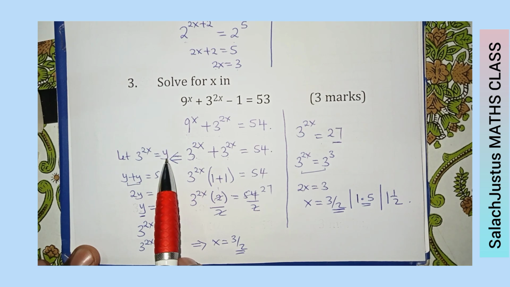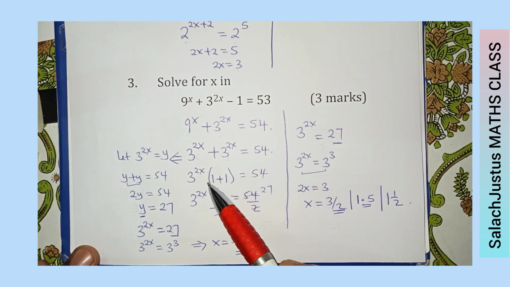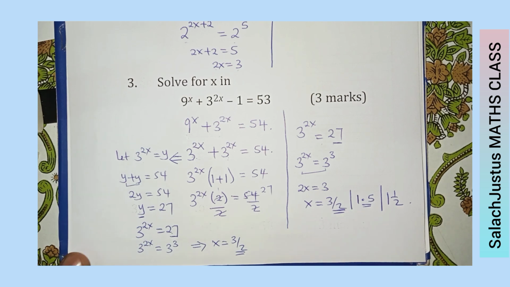You either let y be equal to 3 to the power of 2x, that is common to both of these, or you just factor out that which is common and then proceed until we get our x is 3/2.